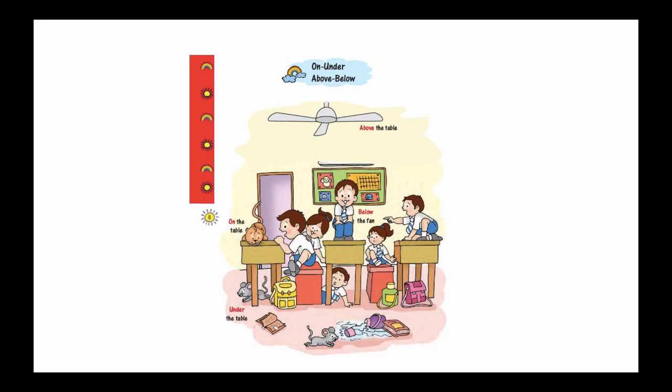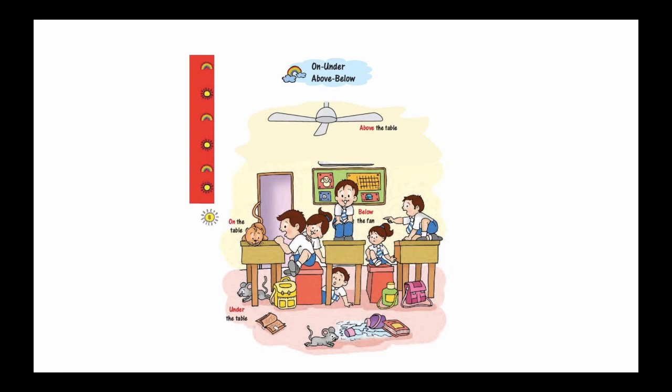Today we will continue our chapter number 1, shapes and space. Now what we have to do on this page, we have been given some prepositions: on, under, above and below. So we have to recognize who is under, who is on, who is above, who is below.